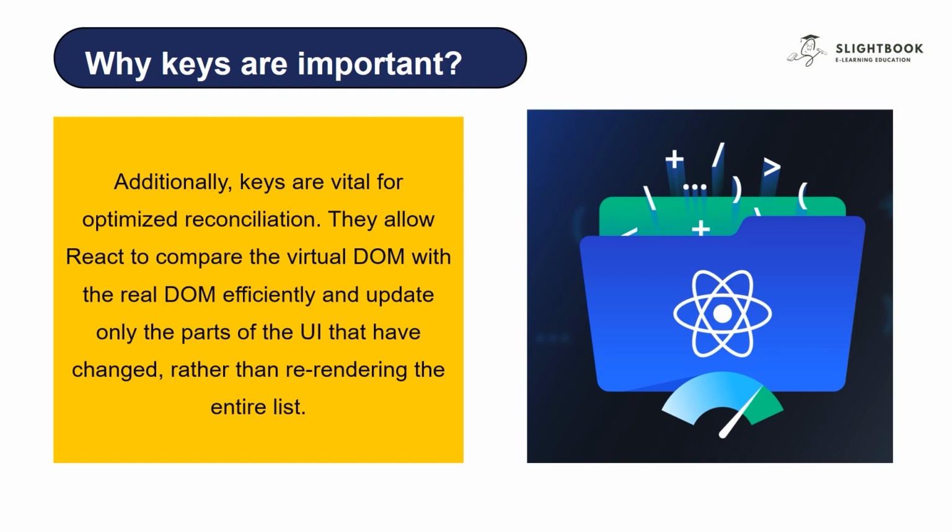Additionally, keys are vital for optimized reconciliation. They allow React to compare the virtual DOM with the real DOM efficiently and update only the parts of the UI that have changed rather than re-rendering the entire list.